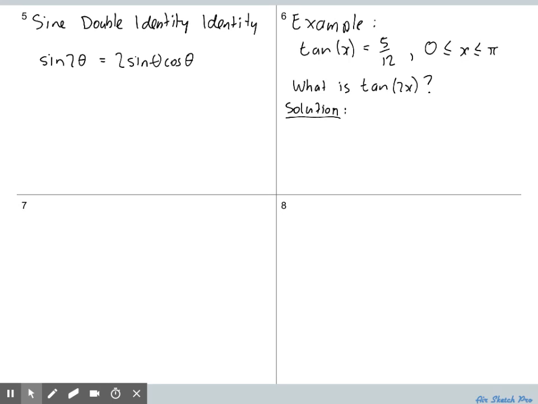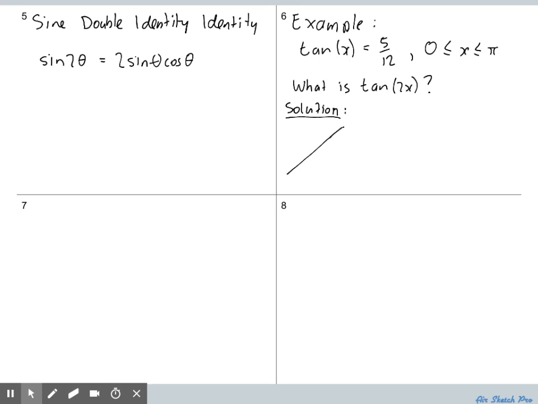Okay, so what I'll need to do is work out sine of x and cos of x. Does anyone have any ideas about how to solve that before I go about doing it? Okay, cool. How will I work out what sine of x and cos of x is?